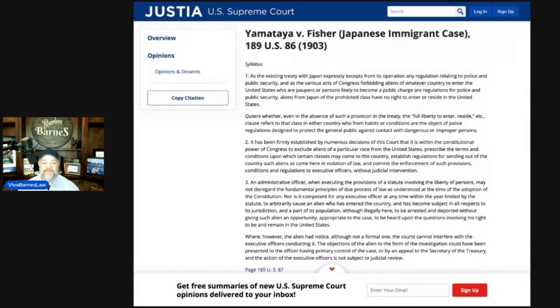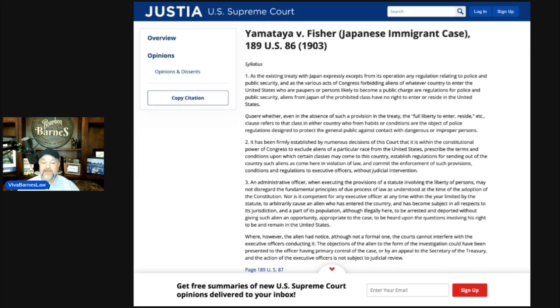They note, quote, it has been firmly established by numerous decisions of the Supreme Court that it is within the constitutional power of Congress to exclude aliens, including, by the way, simply based on their race, to limit the terms and conditions upon which certain classes may come to the country. That it's up to Congress to decide the rules and regulations. And it is up to Congress to decide who gets to enforce those. And note, Congress can constitutionally commit the enforcement of immigration laws to executive officers only without any judicial intervention.